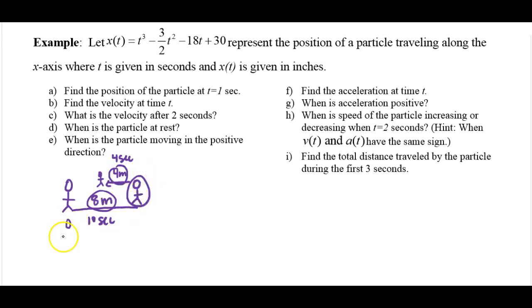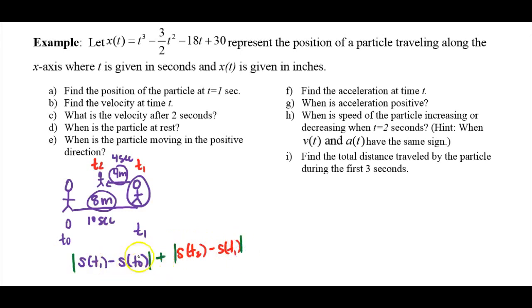So I would need the distance from, let's call this time 0 to time 1. So that would be s of t1 minus s of t0. So I need that distance between those original times, but then I would also need to add the distance traveled between time 1 and time 2. So the distance between time 1 and time 2 is s of t2 minus s of t1. Now we want our distance to always be positive, so we're going to take the absolute value of both of those quantities, and then we add the two distances together.